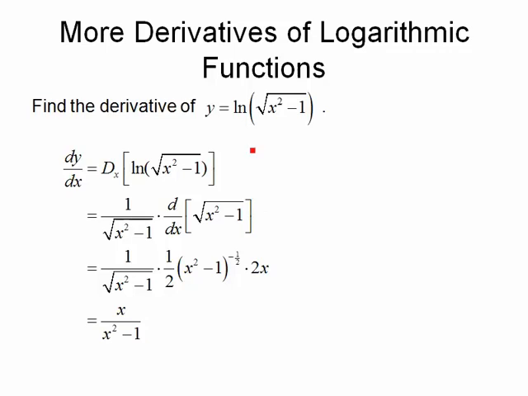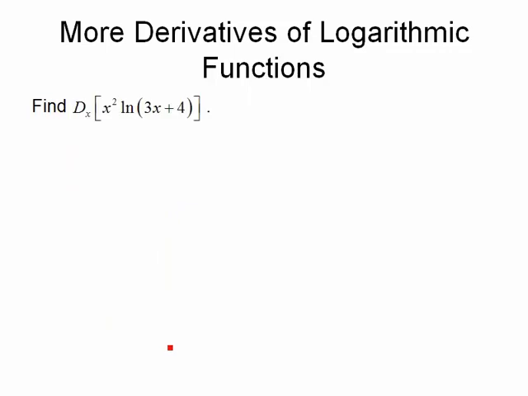For such a complicated problem, this has a very simple final answer. In the next problem, we're going to take the derivative of x squared times ln of 3x plus 4. You'll notice that there's an inside piece in this ln, so I'm going to need a chain rule, but I've also got a multiplication here. So I'm going to need to use a product rule on this also.